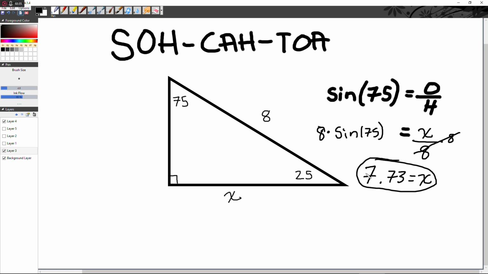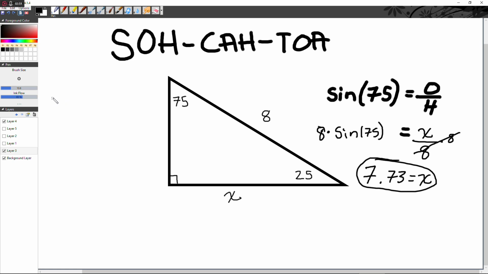Now some of you are looking at this like, well, couldn't we actually have used this 25? Certainly could have. If we use the 25, we're going to have our x, which is now our adjacent, and the 8, which is still the hypotenuse. So we have our adjacent side right here, and hypotenuse. Adjacent and hypotenuse? Boom, we're going to use cosine.